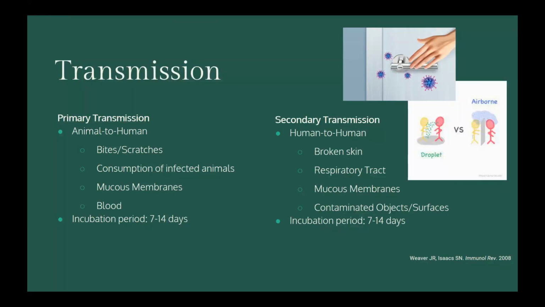Secondary transmission, which is more what we're dealing with now, is human-to-human transmission between broken skin or direct physical contact with infectious fluid or lesions, and the respiratory tract, which involves close, prolonged face-to-face contact. This usually occurs through large respiratory droplets and not typically aerosolized droplets like those seen with COVID. You can see in this image to the right, there's droplet versus airborne. This is primarily through droplet transmission. Mucous membranes are also a way for human-to-human transmission, along with contaminated objects and surfaces.